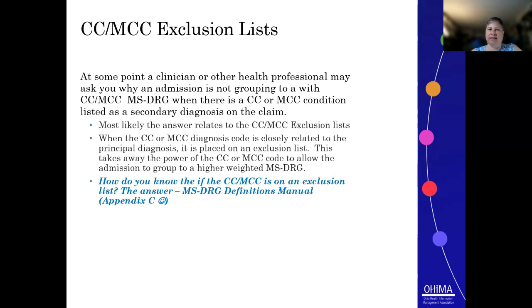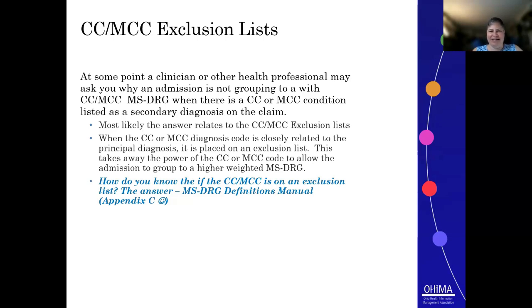When a CC or MCC diagnosis code is closely related to the principal diagnosis, it's placed on the exclusion list. That's because the resources involved in treating that principal diagnosis and our secondary code are all kind of together, whereas the resources for treating something unrelated are added on. So we have this exclusion list, and this takes away the power of the CC or MCC code that would typically allow the case to be assigned to a higher weighted, higher severity of illness MS-DRG.